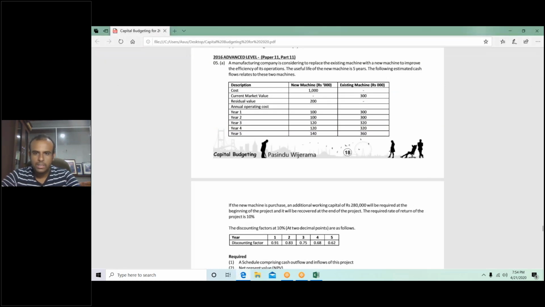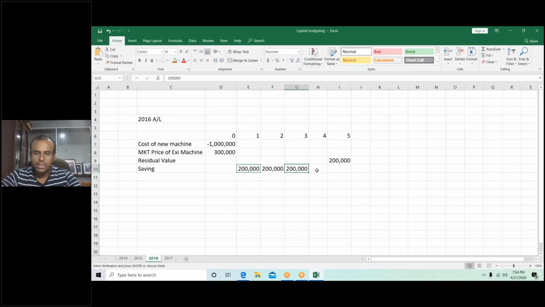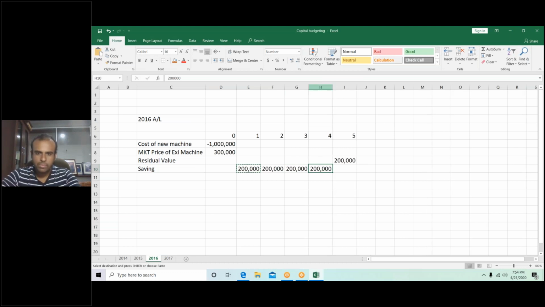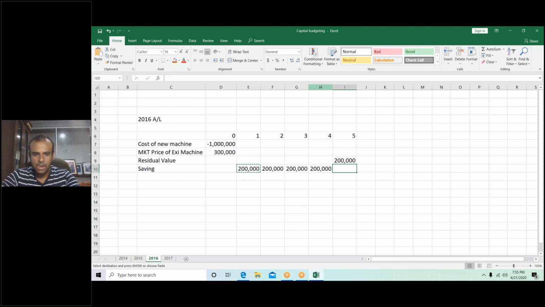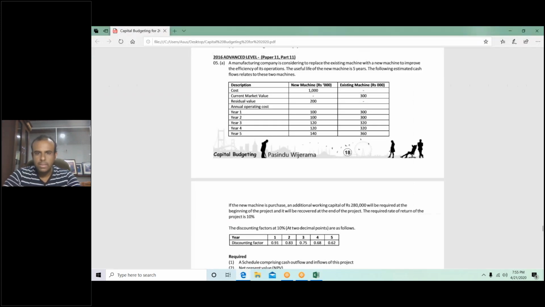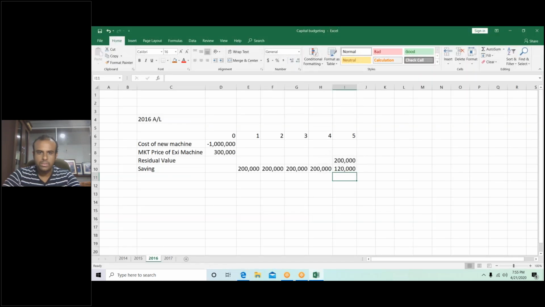Fourth year, also the same, right? 320 minus 120, 200,000. Fourth year, it's 120,000. Right. No, it's 220,000. Fourth year, it's 220,000 expected cash savings.